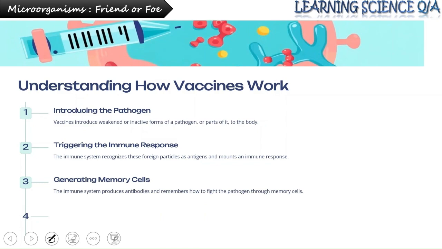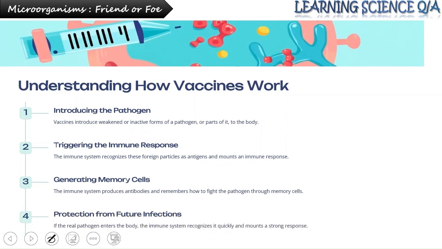Our immune system generates antibodies that immediately work for killing the antigen. Also, it produces memory cells that are helpful in fighting the same pathogen upon future entry. So, once the vaccine is administered, if the real pathogen enters the body, our immune system recognizes it quickly and mounts the same kind of immune response.